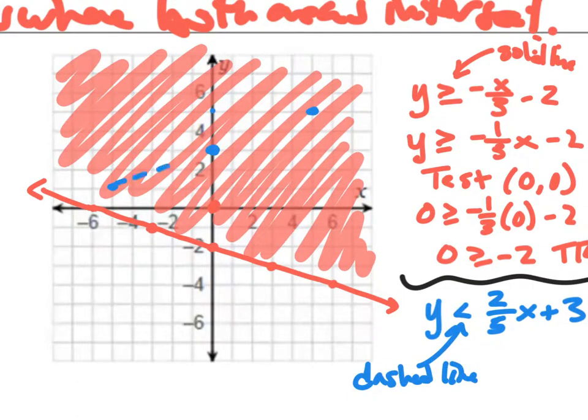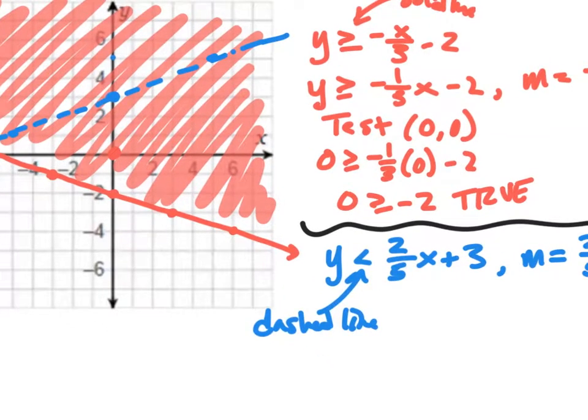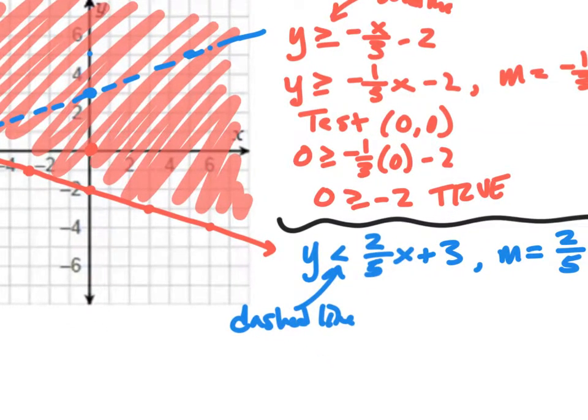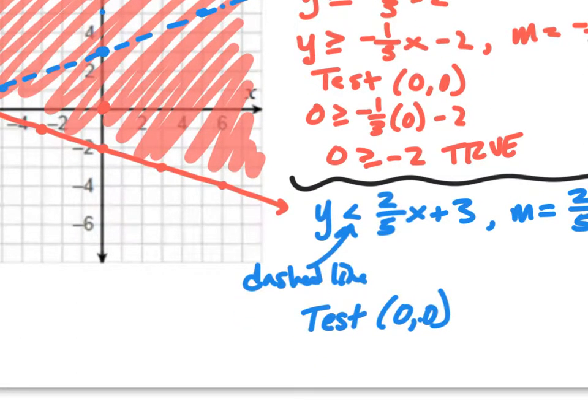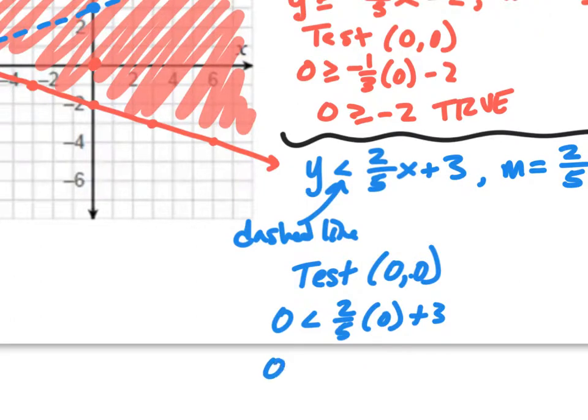So I'm going to come here and just put these points in here. All right, and then what I'm going to do is test the point 0, 0. Okay, test the same point, 0, 0. If I plug that in, I'm going to get 0 is less than 2/5 times 0 plus 3. So I end up getting that 0 is less than positive 3, which is also true.